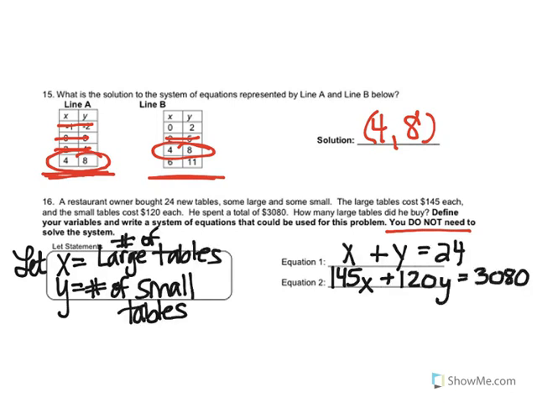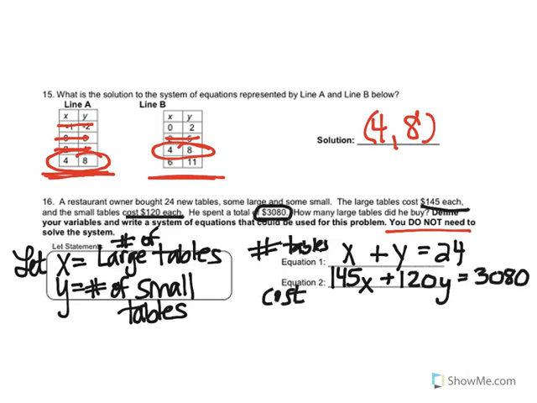Okay, so I said let x equal the number of large tables, y is equal to the number of small tables. So he bought 24 tables total, so we do x plus y equals 24. And then large tables cost 145, small tables cost 120, and he spent $3,080. So 145 times x plus 120 times y equals 3,080. This first equation deals with the number of tables, and the second equation deals with the cost of the tables.